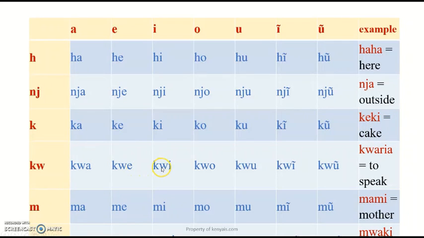Kwa, kwe, kwi, kwo, ku, kwe, ko. An example is kwaria. Kwaria means to speak in Kikuyu. Then you have ma, me, mi, mo, mu, me, mo. An example here is mami. Mami means mother in Kikuyu.